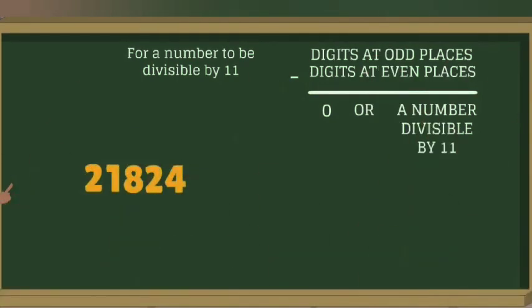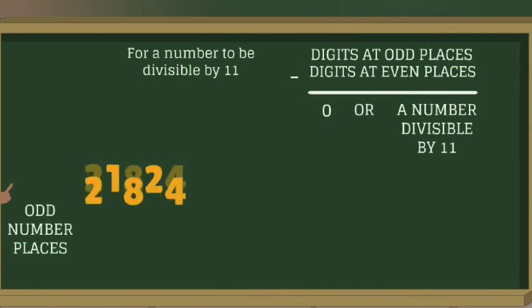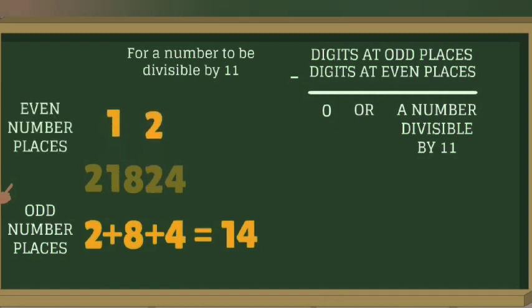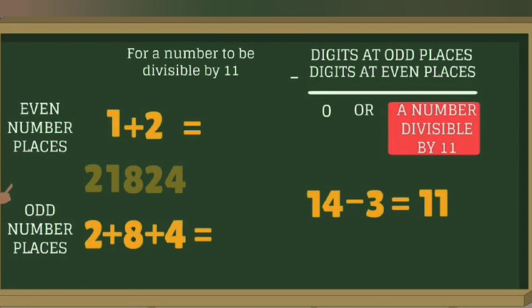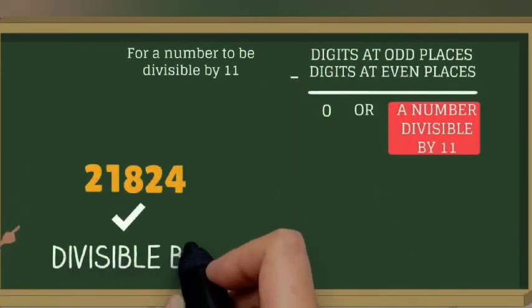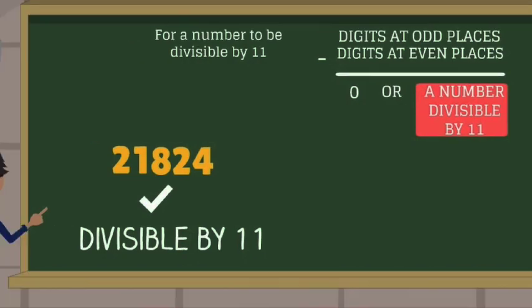Also 21,824. The sum of the digits at the odd number places is 14 and the even place value digits add up to 3. The difference is 11. So the number 21,824 is divisible by 11.